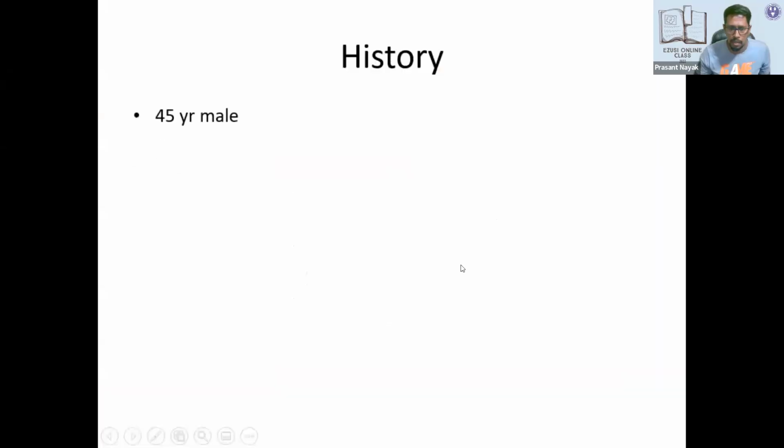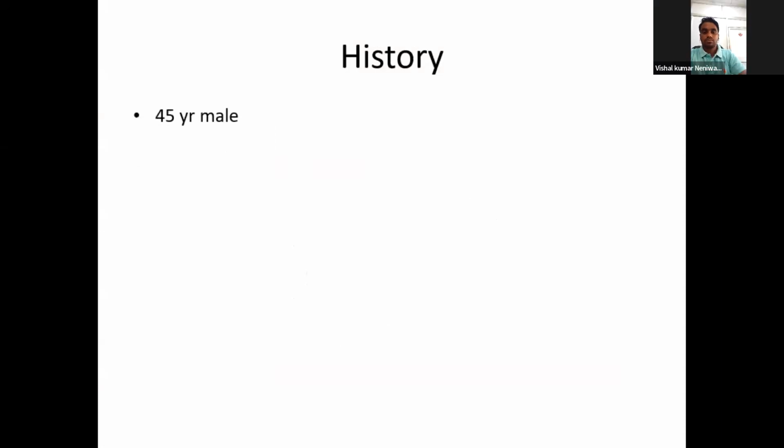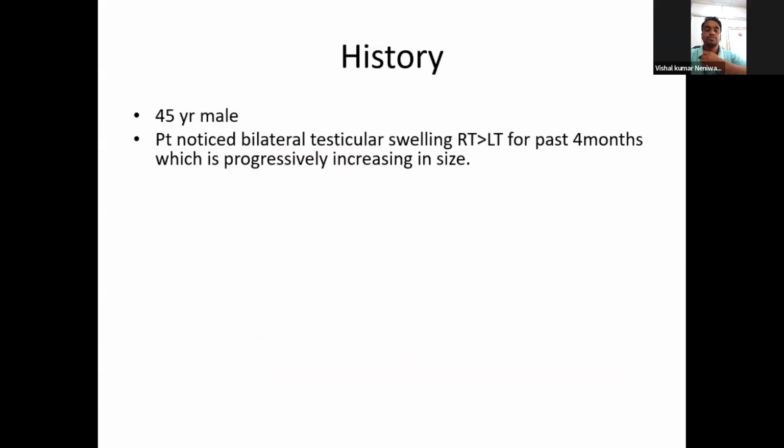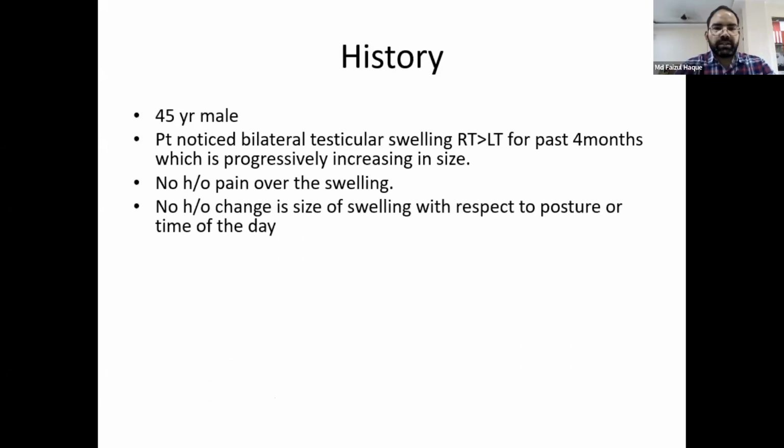Yes, sir. Good morning, Dr. Vishal. Good morning, sir. The patient came to you. He is a 45-year-old male. He noticed a bilateral testicular swelling, more on the right side, for the past 4 months, which is progressively increasing in size. There is no history of pain.